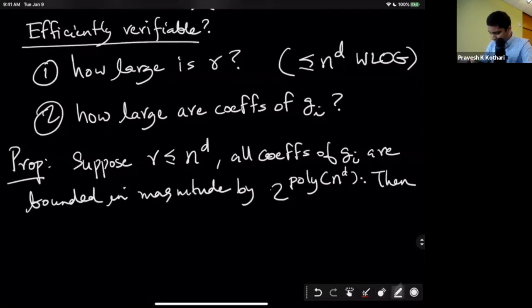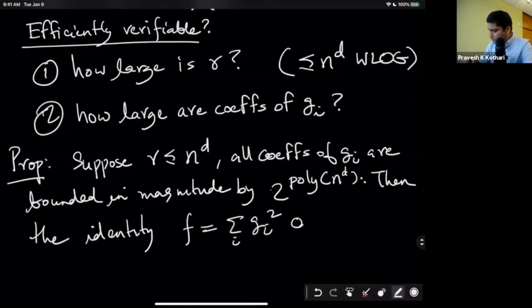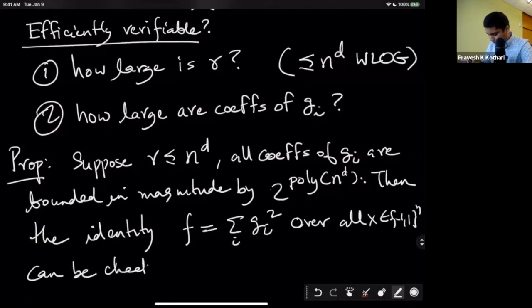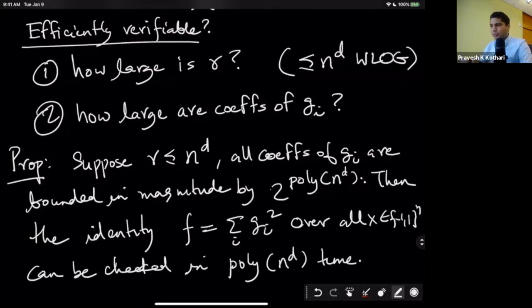the identity f equals the sum of g_i squared over the hypercube can be checked in polynomial time. Once I prove this proposition and once I justify these two questions above, then at least I have given you an argument for why it is legit to call sum of squares certificates efficiently verifiable certificates of non-negativity.